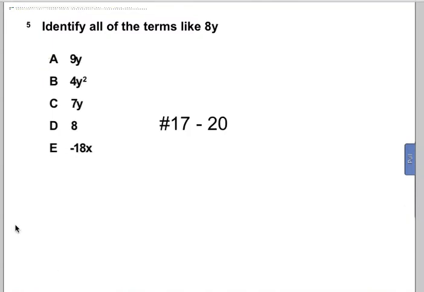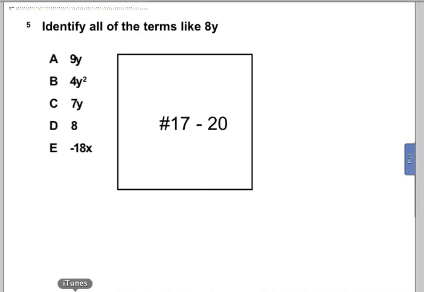Please pause and complete slides 17 through 20 independently. And draw a square on slide 17.